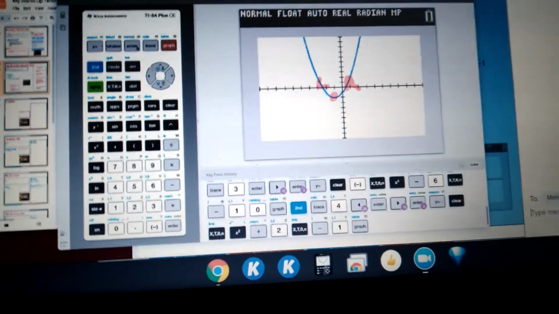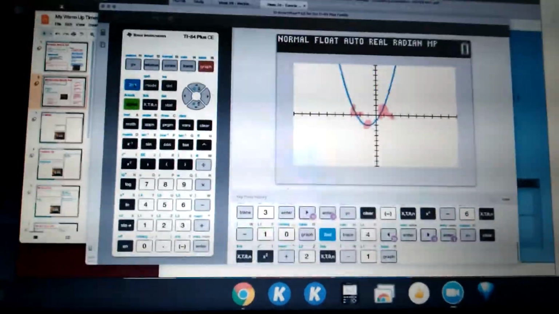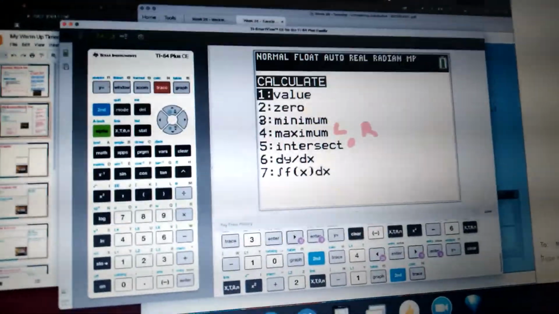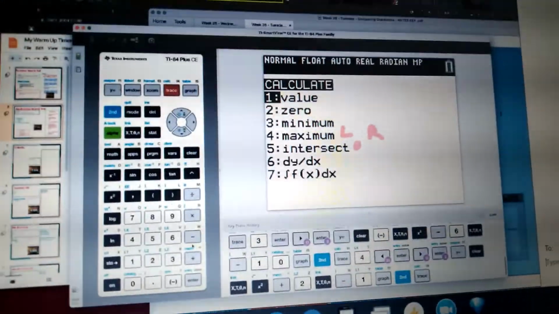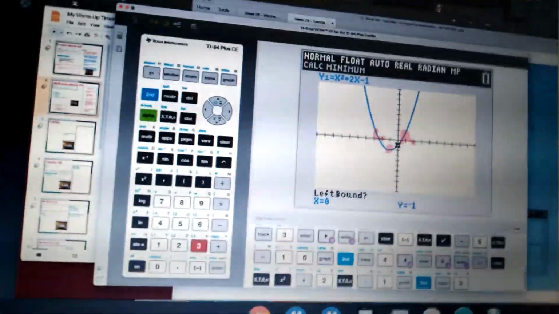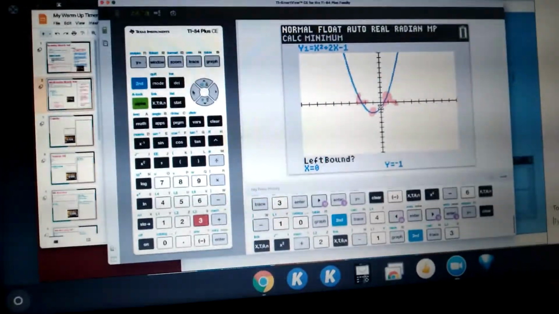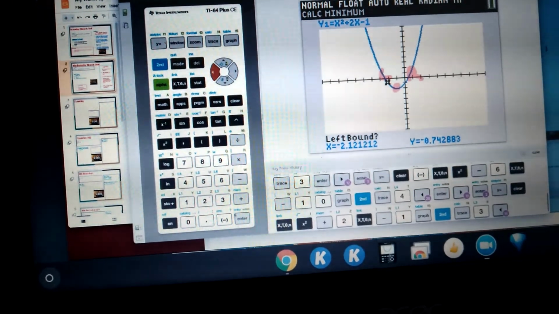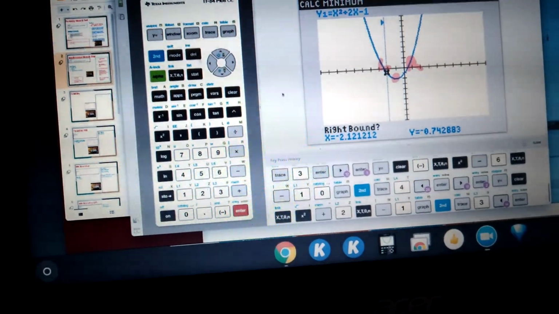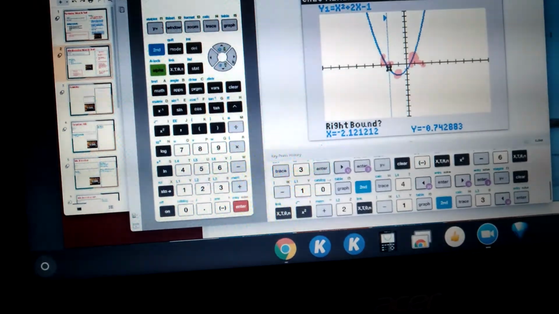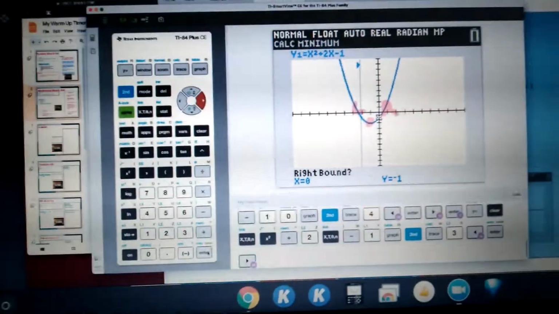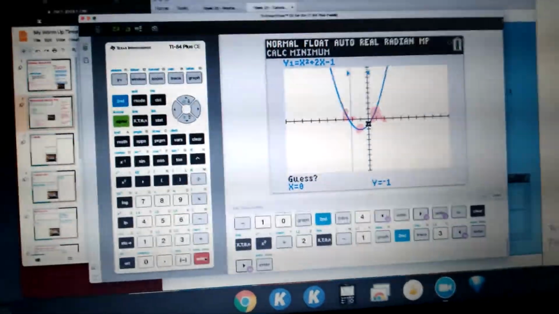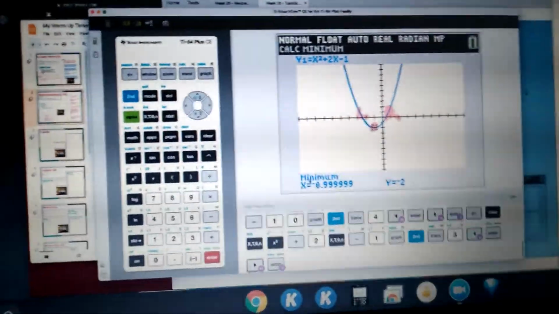So to find the minimum, second, trace. Minimum, option 3. I hit 3. It asks me left bound. I move the cursor to the left of my point. Enter. Now it's asking me right bound. I move the cursor to the right of my point. Enter. Enter again.